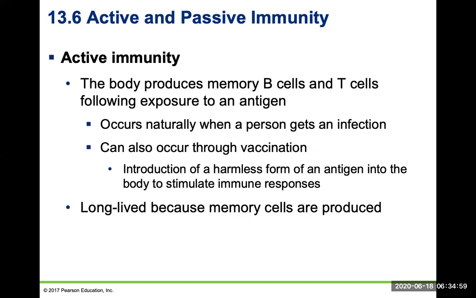Active immunity is when your body produces those memory B cells and T cells following exposure. It will occur naturally when a person gets an infection. So let's say you got chickenpox when you were 5. All of you are probably way too young, so you all got vaccinated for that, but I got chickenpox when I was like 5. So that happens naturally. So my body has those antibodies built up against chickenpox, and I'll never get chickenpox again.